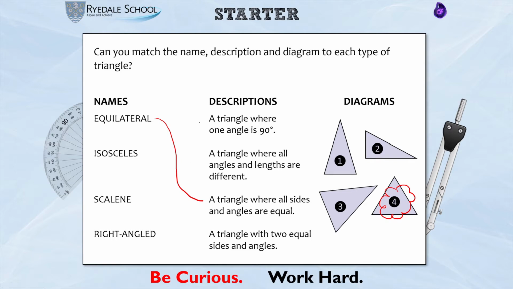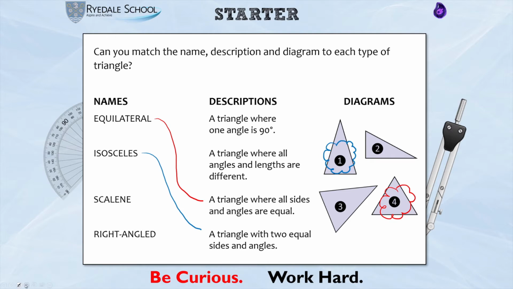Let me grab a different colour. Isosceles. So the isosceles, probably the hard one to spell, is a triangle that has 2 sides and 2 angles the same. So this one matches to the one at the bottom, a triangle with 2 equal sides and angles. Well, what does that one look like? That one is number 1.